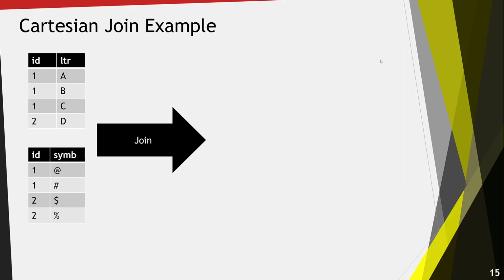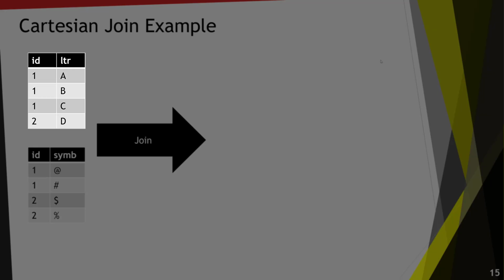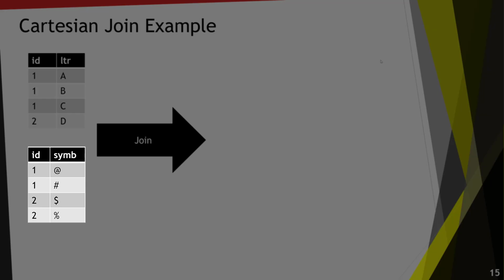Let's look at this as an example. So suppose I have these two tables of data. The first table has an ID column. The ID values are 1, 1, 1, and 2. And the second column is LTR to represent letter, where the letter is A, B, C, or D. The second table, again, has an ID column with values 1, 1, 2, and 2. And then the sim column has symbols in it: the @ sign, the hashtag, the $ sign, and the % sign.